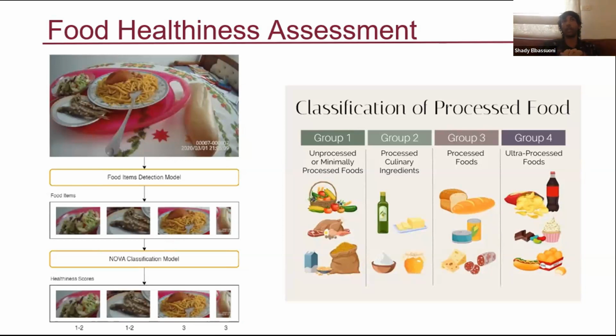And we chose the NOVA classification system because there is a lot of evidence that it has an impact on health, particularly for ultra-processed food.